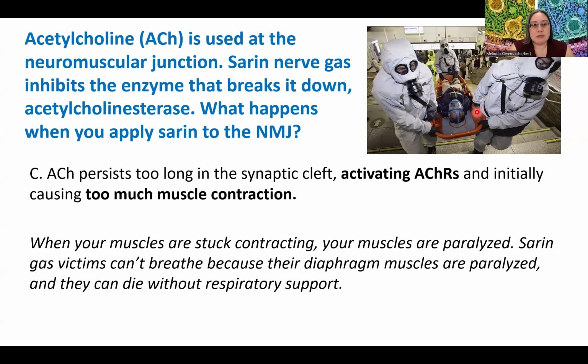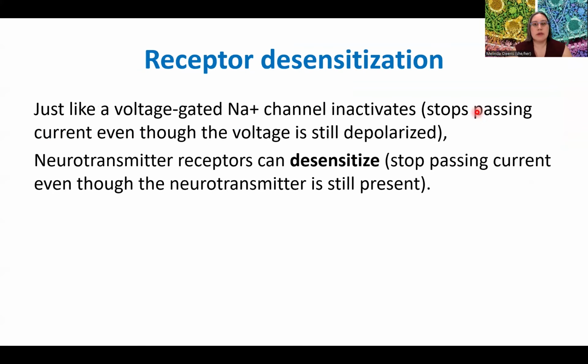And why does that cause paralysis? Because that's what happens when somebody is exposed to sarin nerve gas. It turns out when your muscles are stuck contracting, your muscles are paralyzed. Sarin gas victims can't breathe because their diaphragm muscles are paralyzed. And so unless you give them respiratory support, they will die.